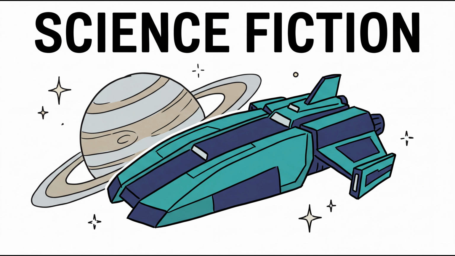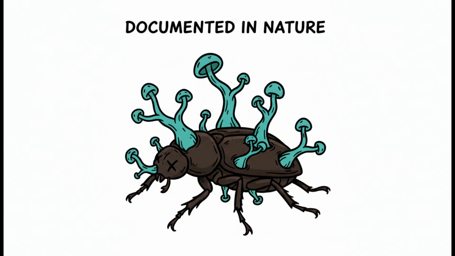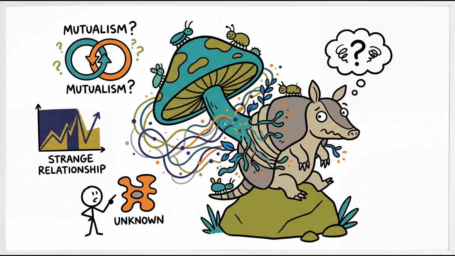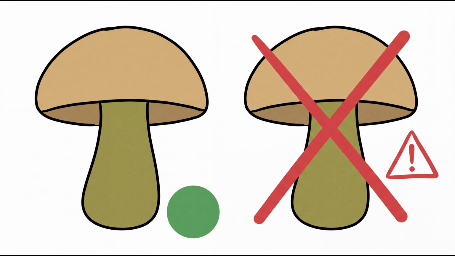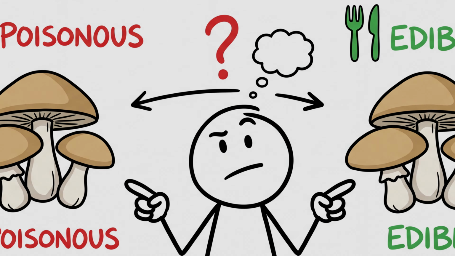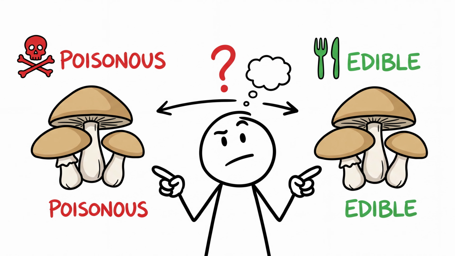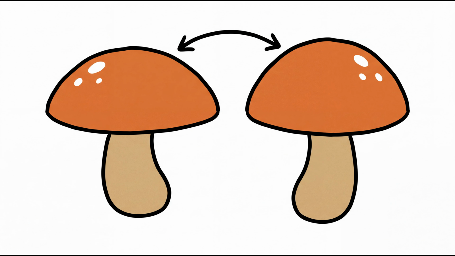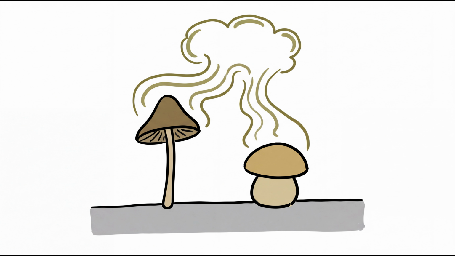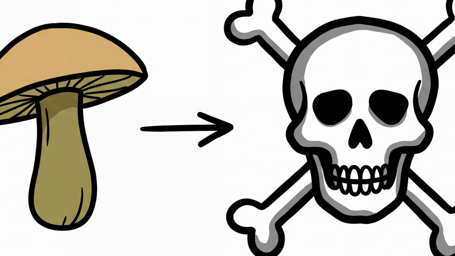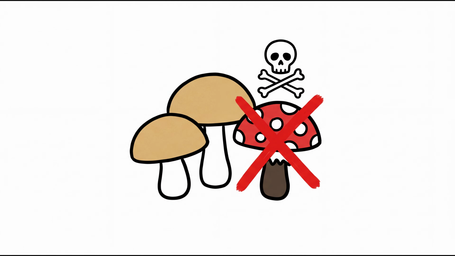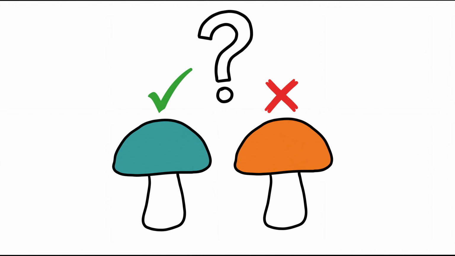It sounds like science fiction, but this behavior has been documented in nature, and it reveals just how strange the relationship between fungi and animals can become. And this is where things become dangerous, because not every mushroom is edible. In fact, some poisonous mushrooms can look remarkably similar to edible species. Two mushrooms can have similar colors, similar shapes, similar caps, and even similar smells. Yet one may be harmless while another can cause severe poisoning. Some poisonous mushrooms can damage the liver or kidneys. Others can cause neurological symptoms, and some can be fatal. So how can you tell which mushroom is safe to eat?